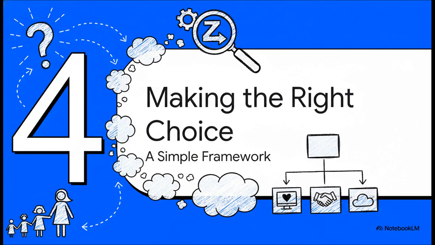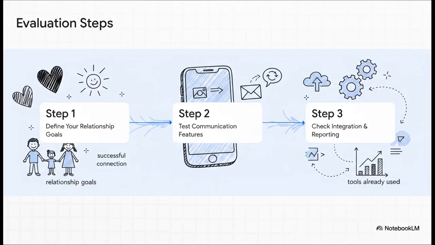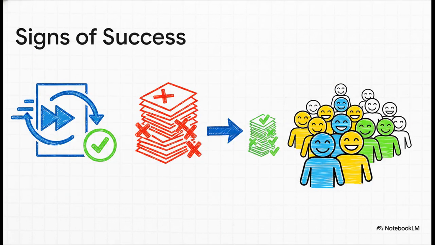Well, here's a pretty simple framework to guide you. The whole process really boils down to 3 key steps. First, you have to define your relationship goals. What does a successful connection actually look like for your program? Second, you've got to test the communication features. Is it actually easy to send a photo or a translated message? And third, check the integrations and reporting. Does the software play nice with the tools you already use? And what does success look like in the real world?